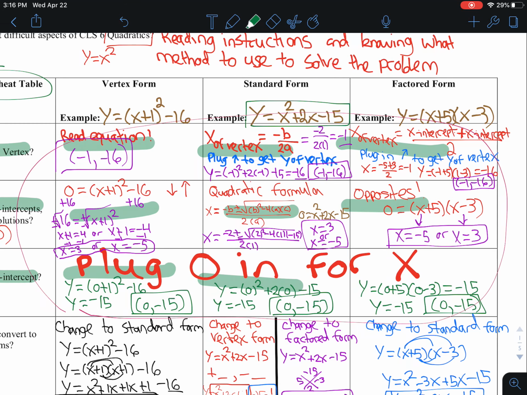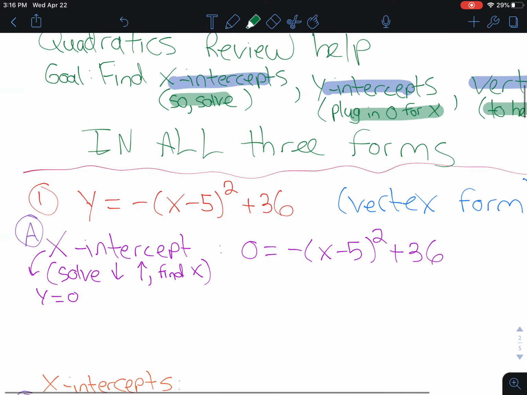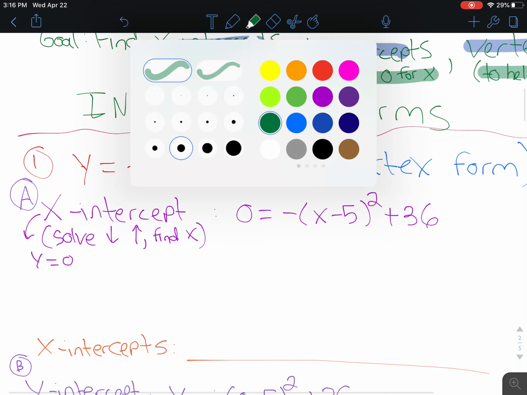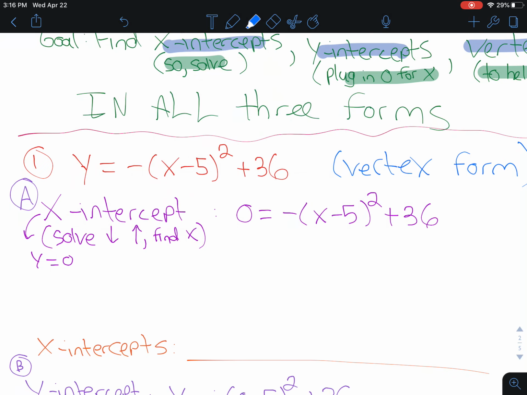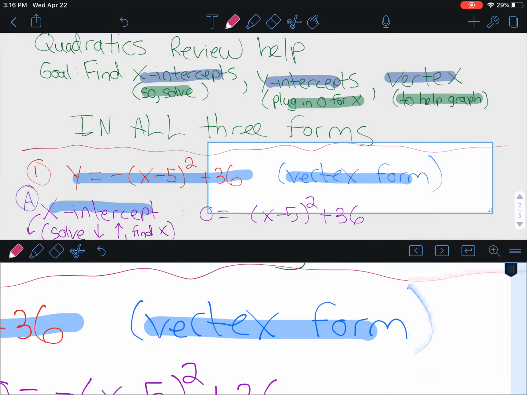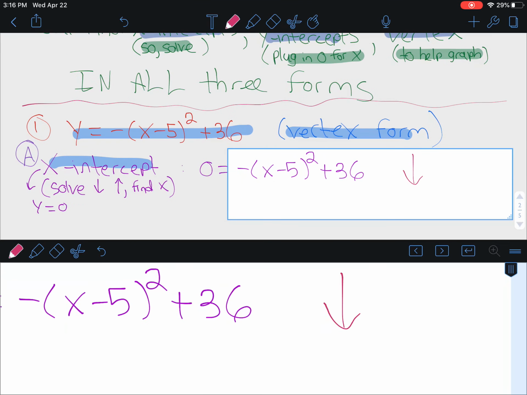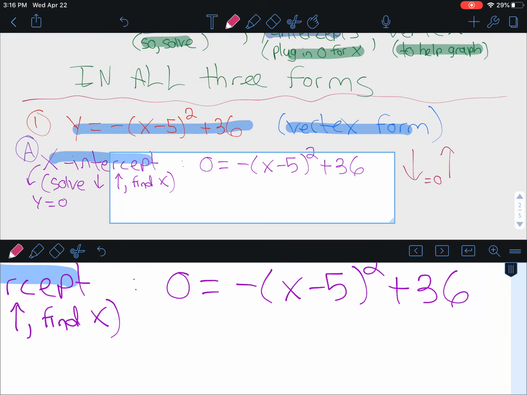All right, let's go ahead and do the first problem. I got y equals negative, parenthesis, x minus 5 squared plus 36. This is in vertex form. The first thing that I have to do is find the x-intercept. That means I need to solve it. Whenever I'm solving in vertex form, there is one x here. You can think about first semester, and if you want to do your arrows, your PEMDAS, have 0 in the middle, go ahead and do that. But I'm going to go ahead and solve.